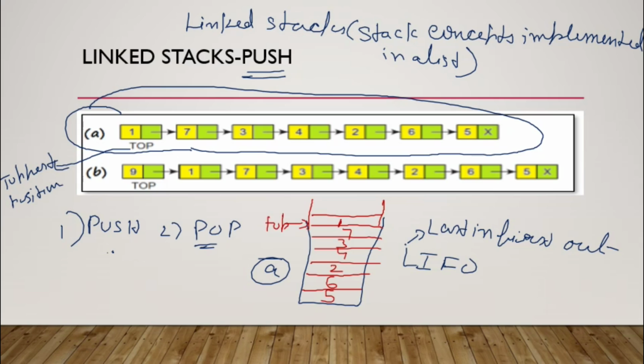And what will happen when you come to case B? When you come to case B, one more element will come, 9. And the new top, which was here, you need to update that. You need to update this top. So this is how your linked stack push works. So let us see the steps now of that.